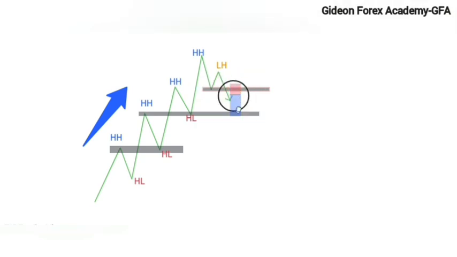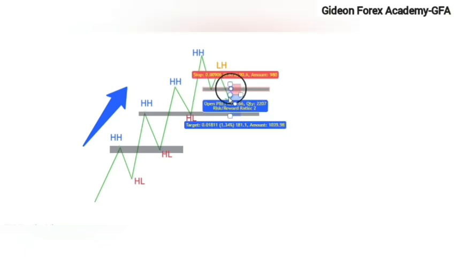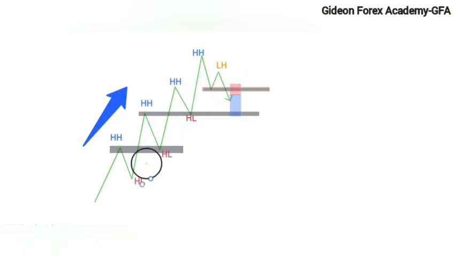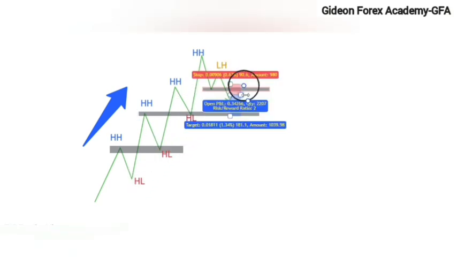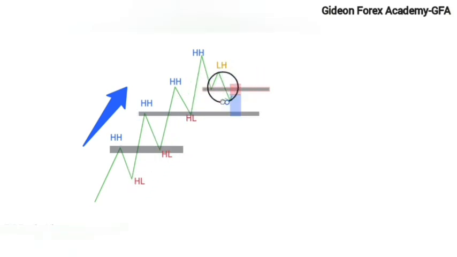This is not a valid change of character at all. This break of structure here has not changed the general trajectory of the market. It's still very much bullish. Why is it still very much bullish? Because this valid higher low has not been broken below. The price has not broken below this valid higher low. This is the most recent valid higher low.